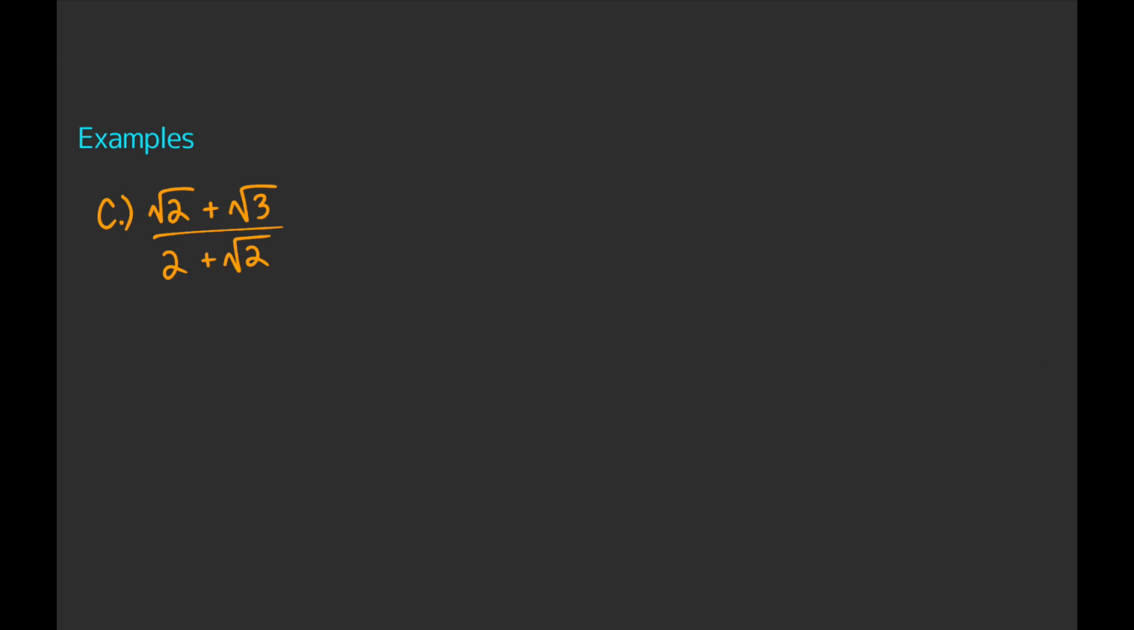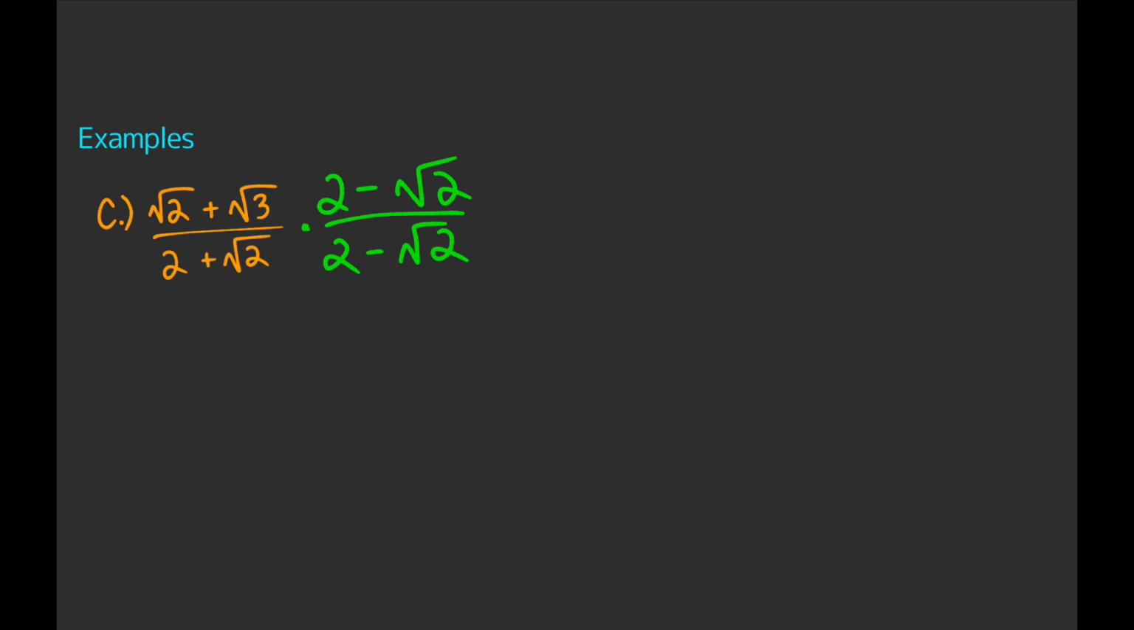Alright, so on to example C. And this is the same example C from earlier, I just had to move everything around a little bit. So that's why it seems different. So example C, we have the square root of 2 plus the square root of 3 divided by 2 plus the square root of 2. We're going to look in the denominator and see that the sign in front of our radical is positive. So we're going to multiply by the conjugate, which will be negative. So multiply the top and the bottom by 2 minus the square root of 2.